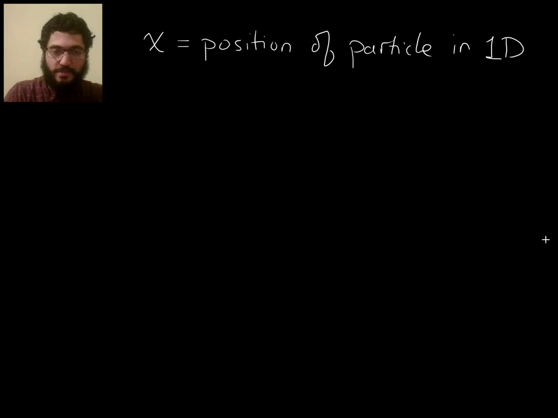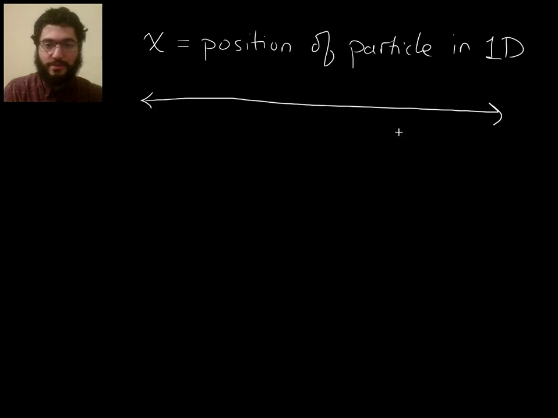So now I want to convince you that Newton's second law is an example of a differential equation. So here's an example of a system whose state can be represented by one number, the position of a particle in one dimension. So here we will let x be the position of a particle in one dimension.